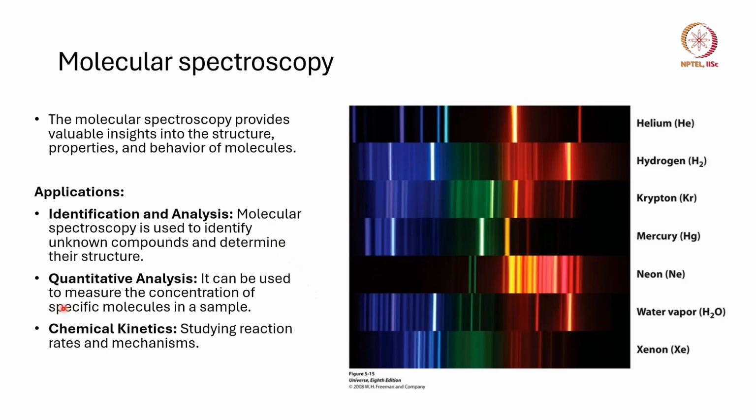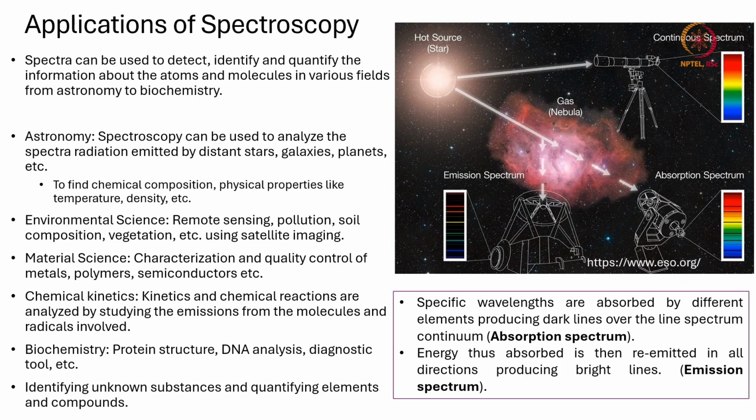is another application where, if we have a solution or a mixture with a specific concentration of a given molecule, then molecular spectroscopy can be used to measure the concentration of a specific molecule in a sample. Another example is chemical kinetics, where reaction rates and mechanisms can be studied using spectroscopy while a reaction takes place. Now, let's discuss the applications of spectroscopy.